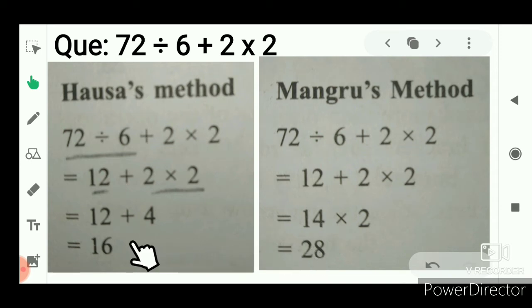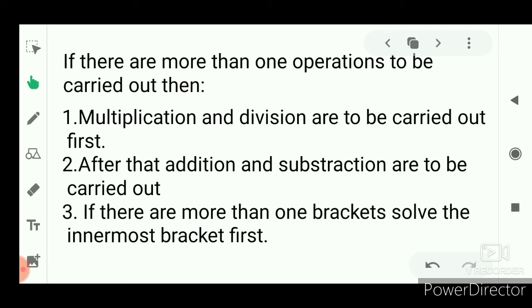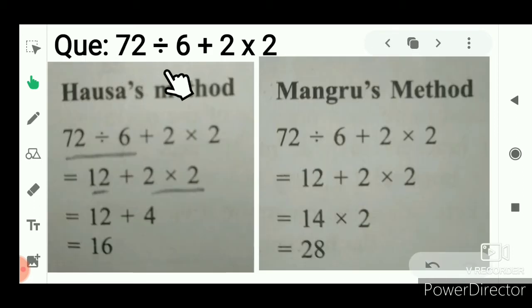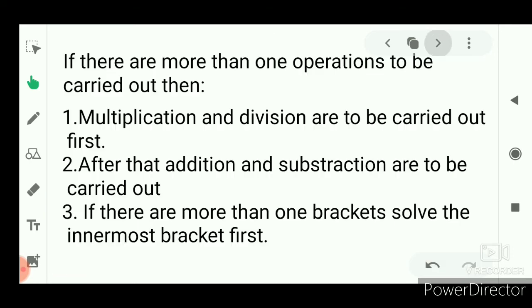How can we find whose method is right? Let's see some rules, then you will say whose method is right. The rules are: if there is more than one operation in an expression, here division, addition and multiplication are all given, then we have to follow these three rules.